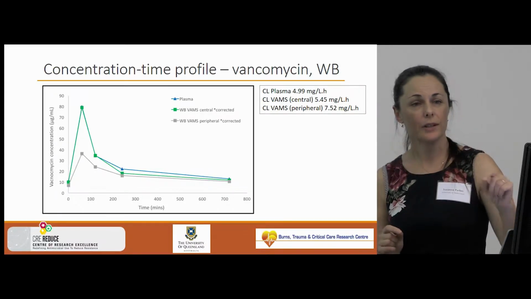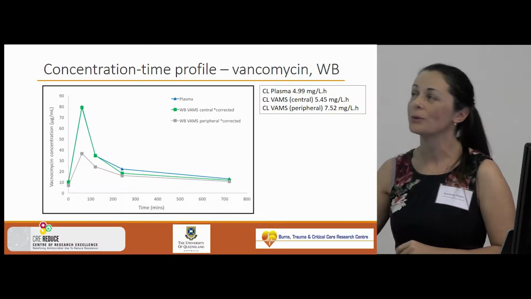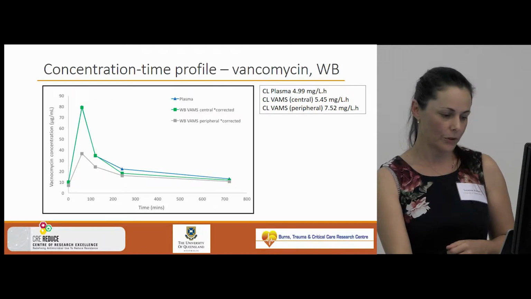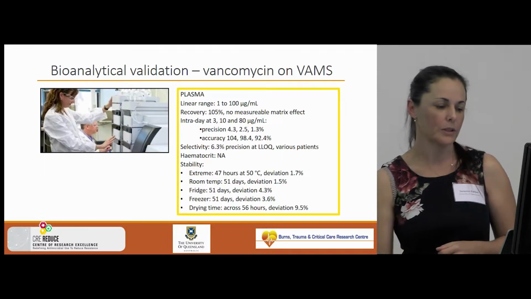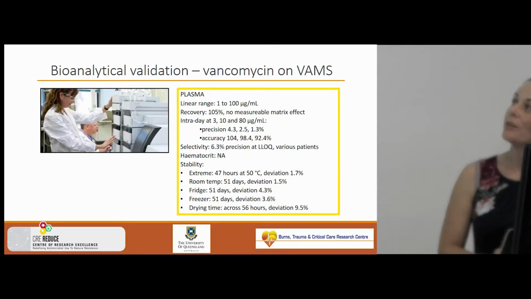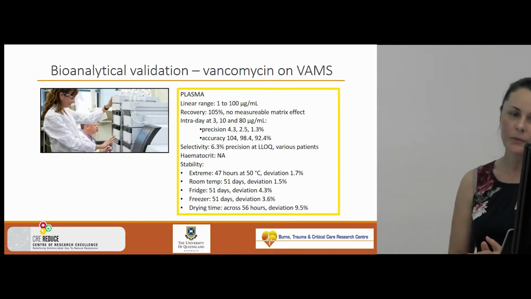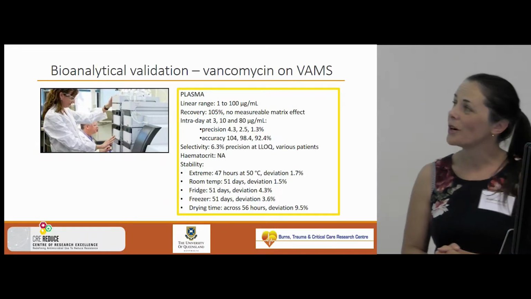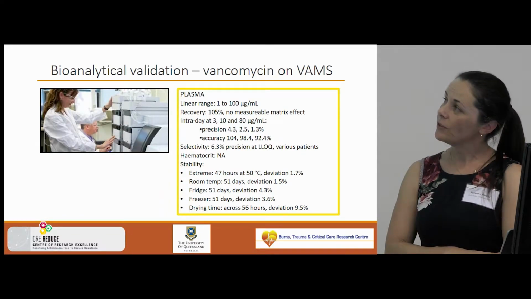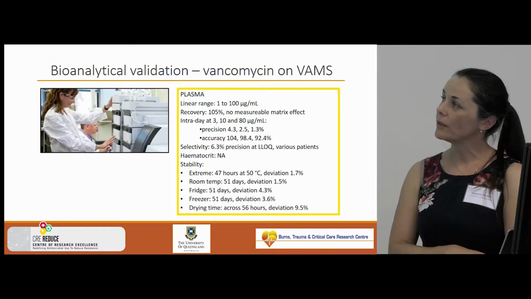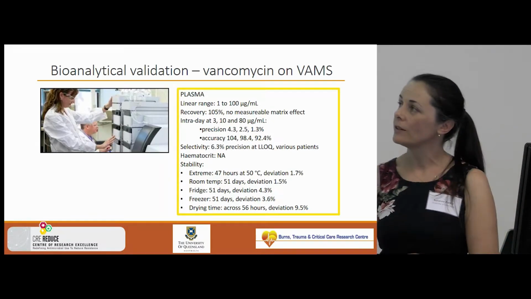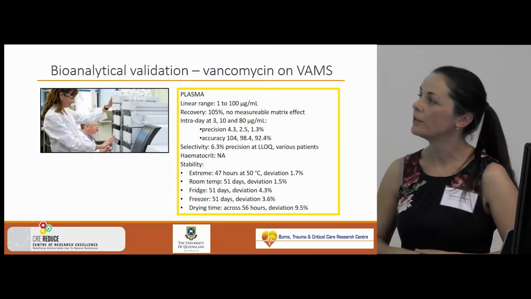But you recall from our study design, we have more peripheral data from this patient taken at the same time points. So to now look at our plasma data, this is our bioanalytical validation of vancomycin in plasma on VAMS. Now we've got a recovery of 105%. Again, no measurable matrix effects. Our intraday precision and accuracy comfortably within 10%. Our selectivity at 6.3% at our LLOQ across a variety of patients.